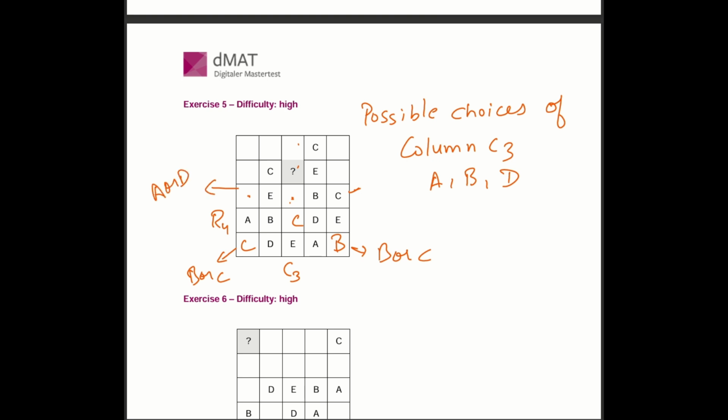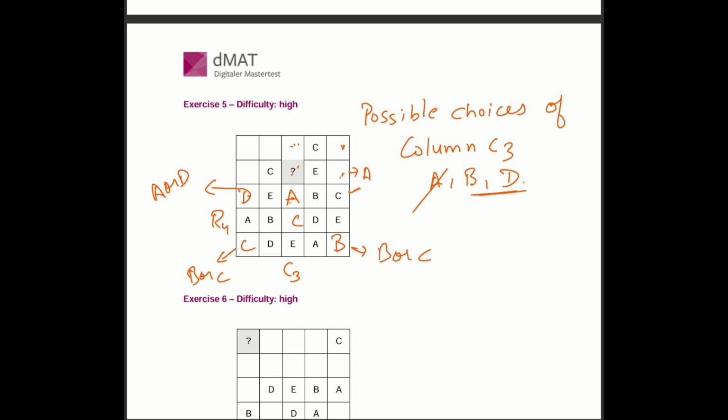Possible choices for this and this, that would be A or D. We know that A is already present here, so it would be A. Okay. Now these two are left. So A is eliminated, and possible choices only B or D here. Okay.